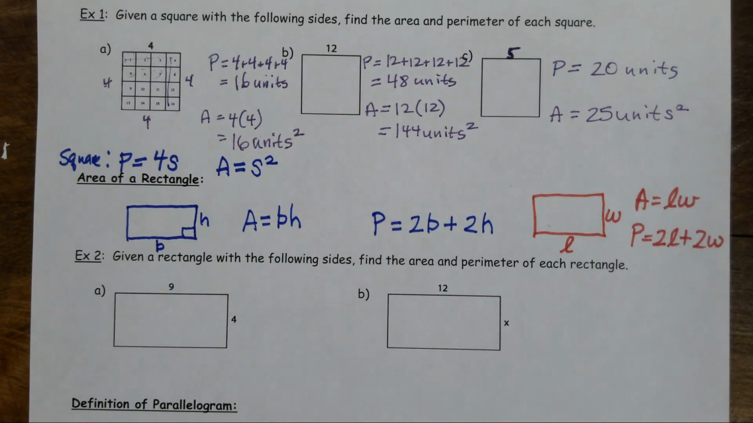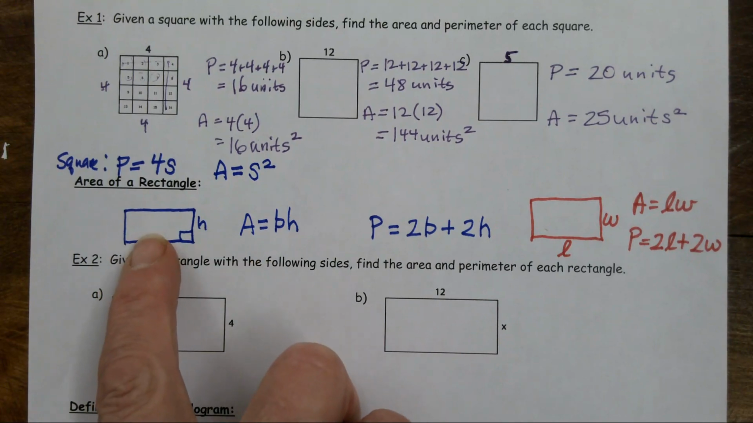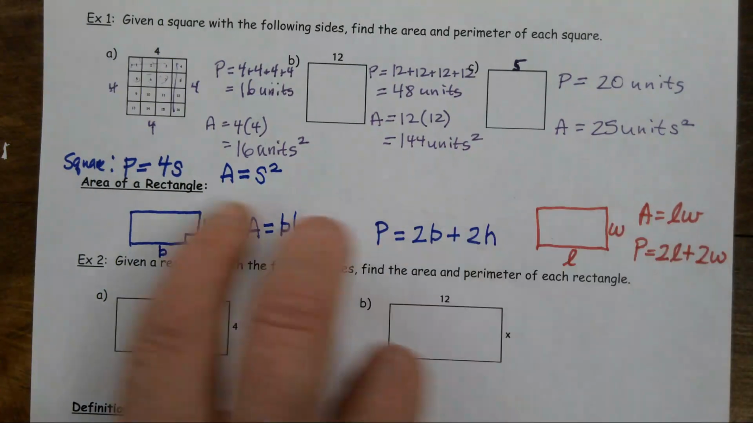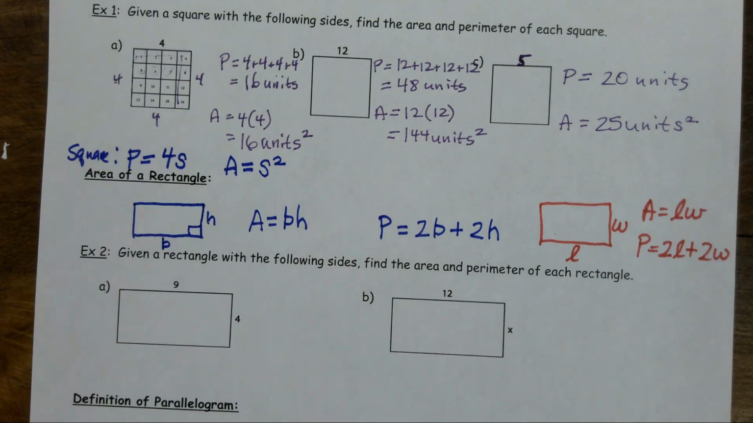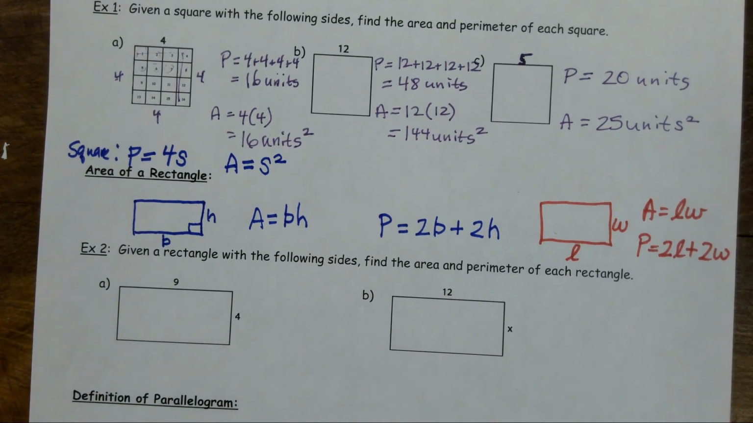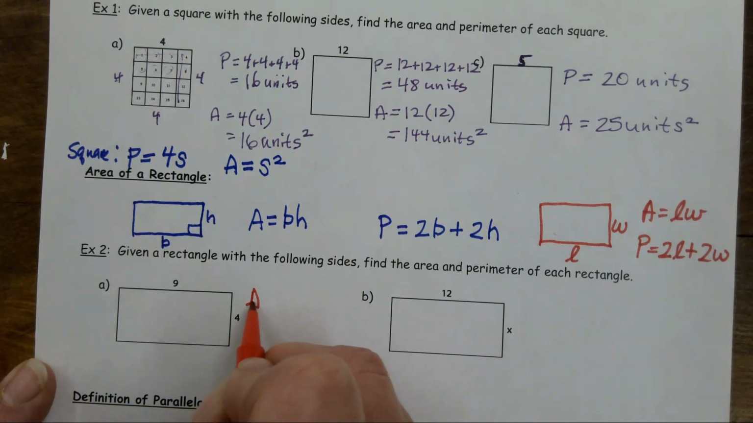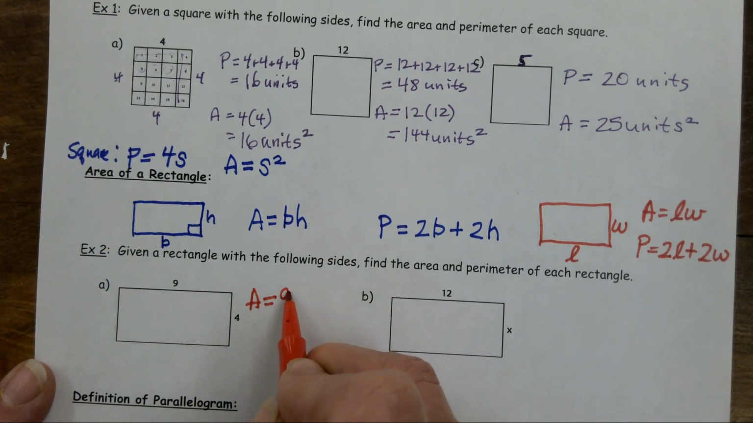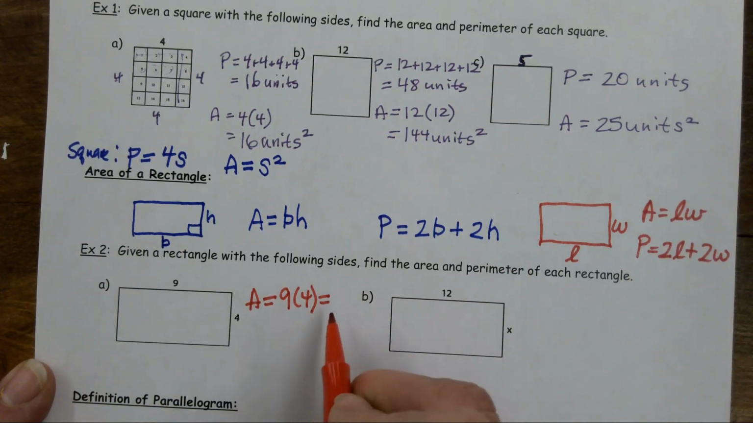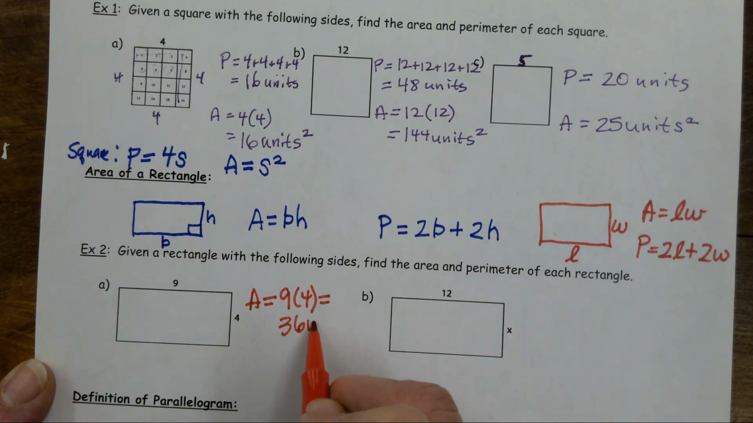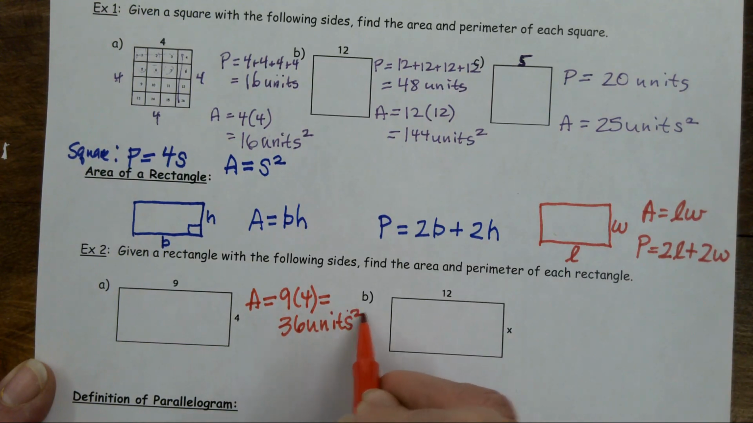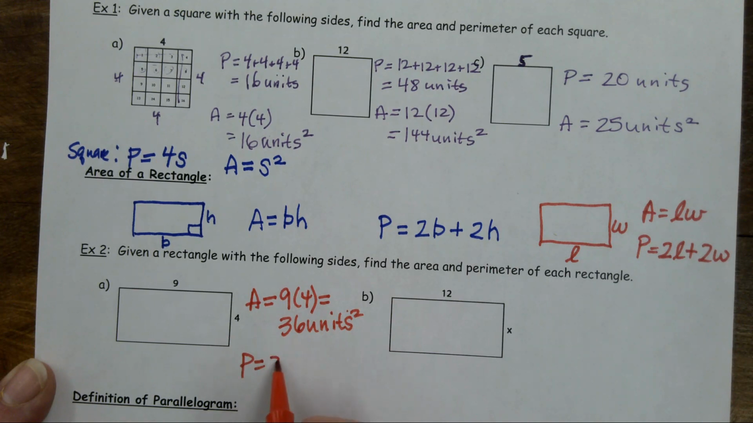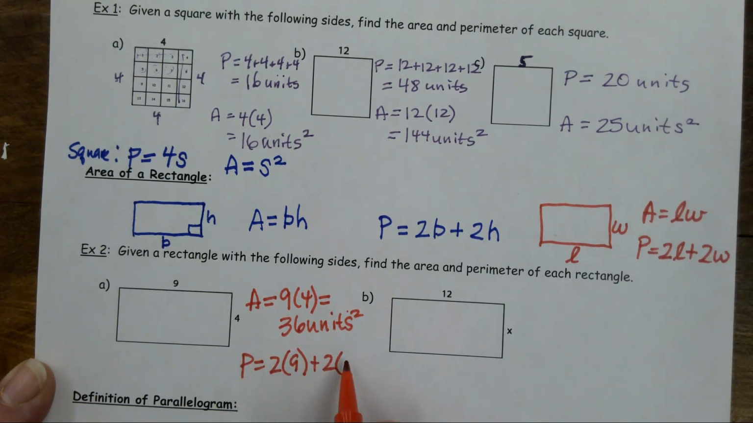Oh well. So there are our formulas for area of a rectangle in two different forms, area and perimeter of a square. So let's do the area and perimeter of this given rectangle. Start with area, length times width, base times height. We end up with 36 units squared. Perimeter is twice the length plus twice the height, or 18 plus 8, 26 units.